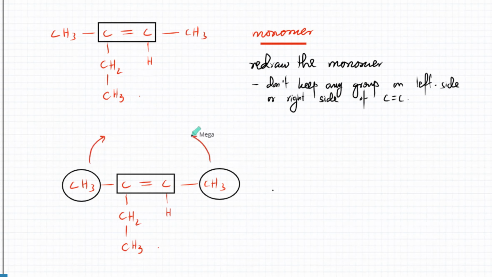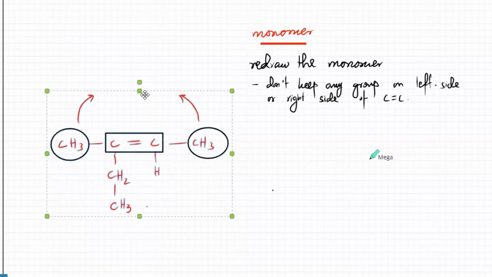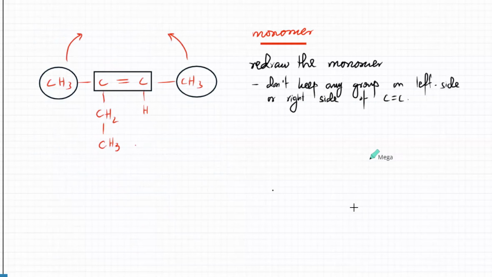Remember, no bond breaking. It's just that you have to redraw this in a way that it becomes easier to connect two monomers together. So that is what we are after. We're just going to redraw this molecule so that it's easier for us to make the polymer. So if I redraw this, I've got a double bond in the middle. The CH3, which was supposed to be on the right side, I'm going to bend it upwards. So that's pointing in the upward direction. And the CH3, which was on the left side, is also now pointing in the upward direction.